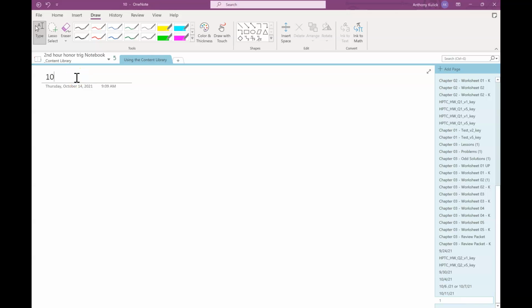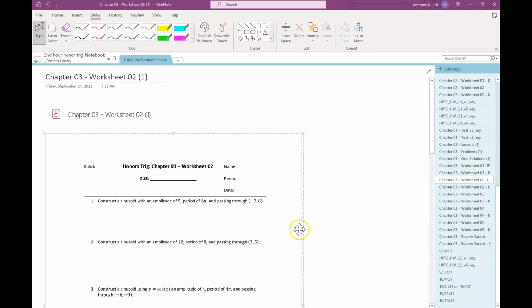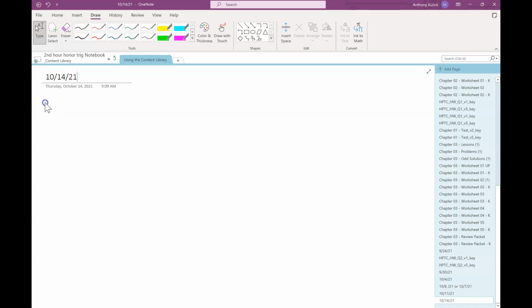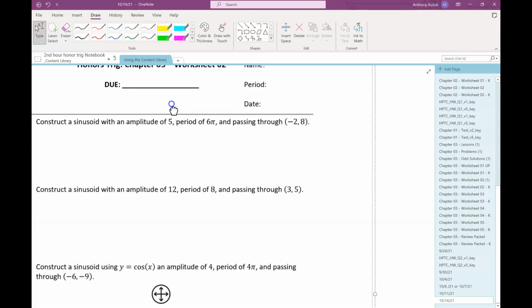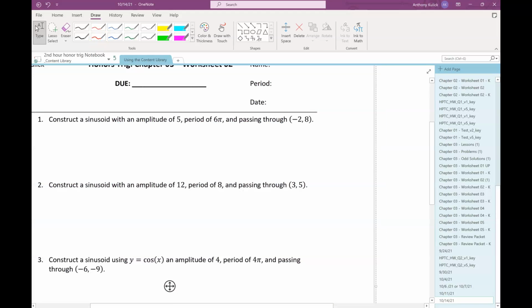Sure. Worksheet 2, question 1. Okay. So here we're asked to construct a sinusoid. That means either a graph of a sine or cosine function, where it says the amplitude is 5, the period is 6 pi, and it passes through the point (-2, 8).